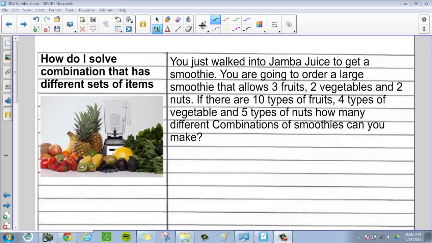Now we want to solve a combination problem that has different sets of items. So I got this problem right over here. I went to the Mall of America a little while ago, and I saw Jamba Juice. I was hungry, so I got a Jamba Juice.